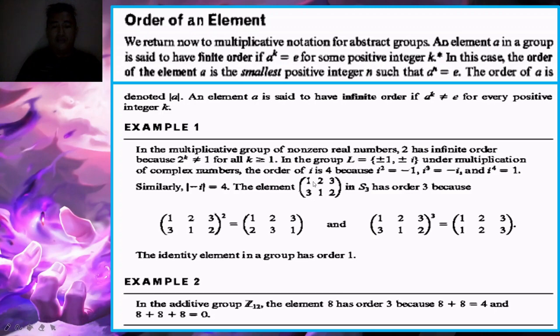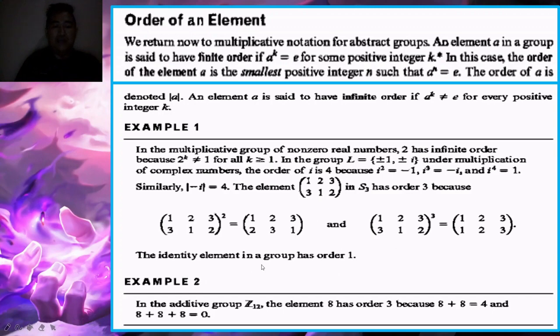The element in S3, 1 goes to 3, 2 goes to 1, 3 goes to 2, has order 3, because if we raise it to the power of 3, it becomes the identity, while its square is not yet the identity. So the order of this element in S3 is 3. You can try other elements of S3, using composition as the operation.